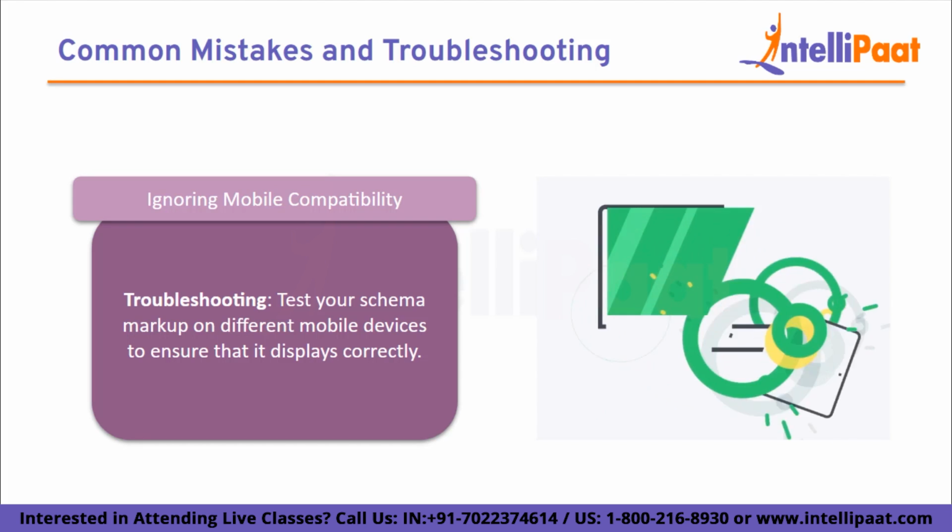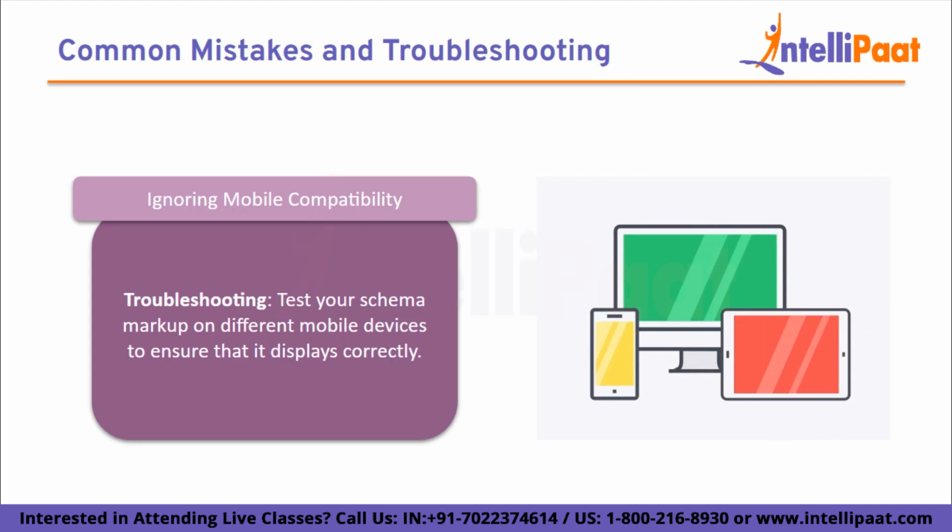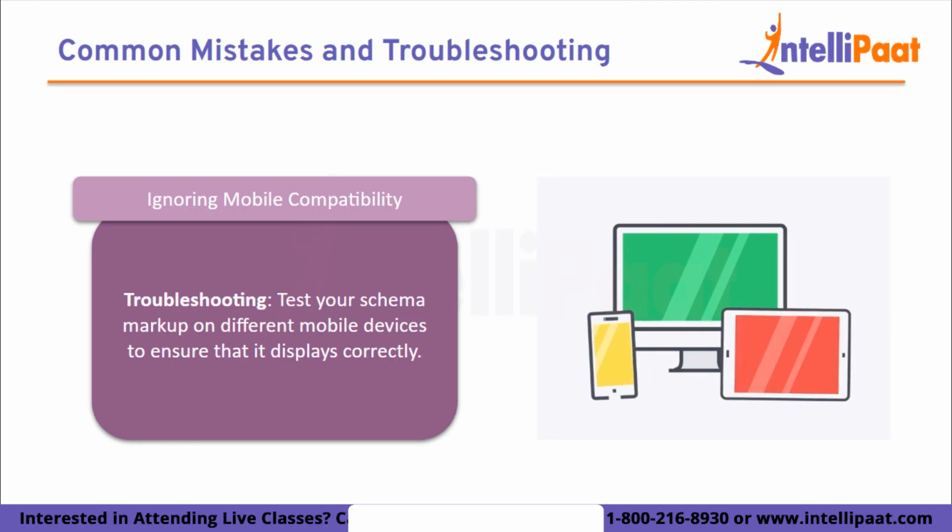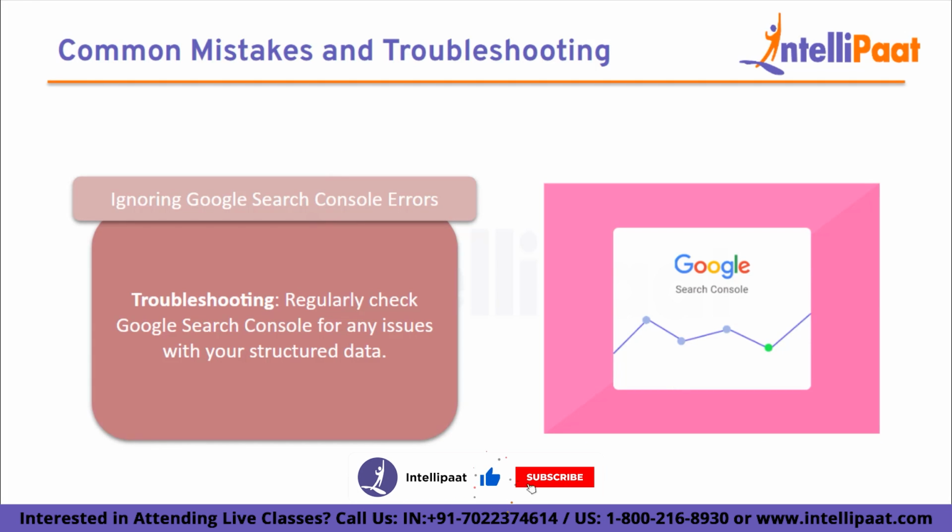For troubleshooting, test your schema markup on different mobile devices to ensure that it displays correctly and provides a seamless user experience. Next up, we have ignoring Google Search Console errors. If Google Search Console reports any errors or warnings related to your schema markup, they should not be ignored, as they can impact the performance of your structured data in search results. For troubleshooting, regularly check Google Search Console for any issues with the structured data and address them promptly to ensure proper indexing and display in search results.